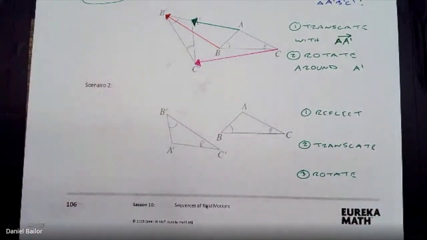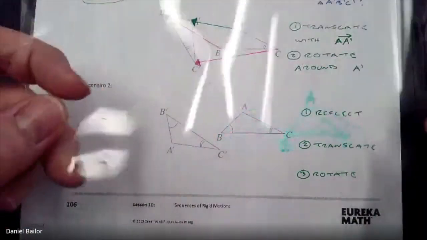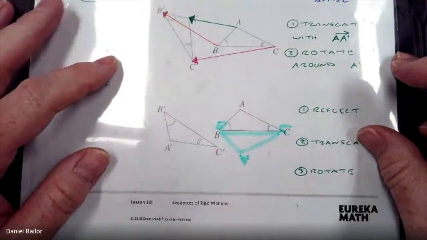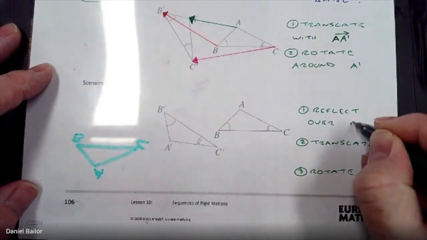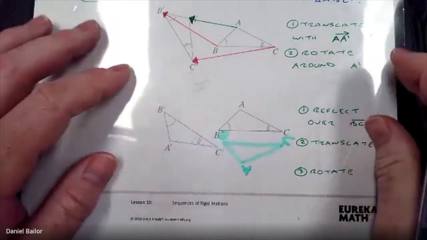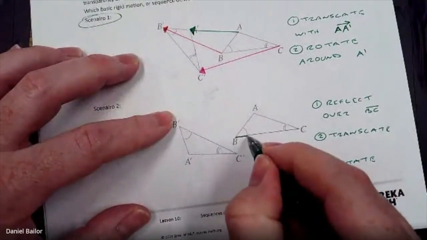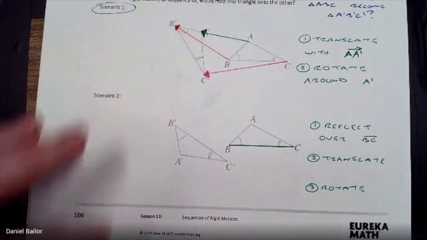But that's only half my answer. I have to write the rules. So when I flip, what did I flip over? First, I flipped and B and C stayed in the same spot. So I reflect over BC. BC right here is my reflection line. That's what I flipped over.